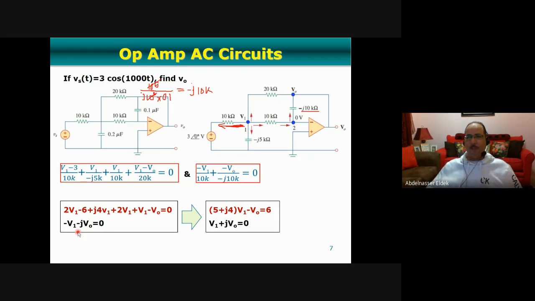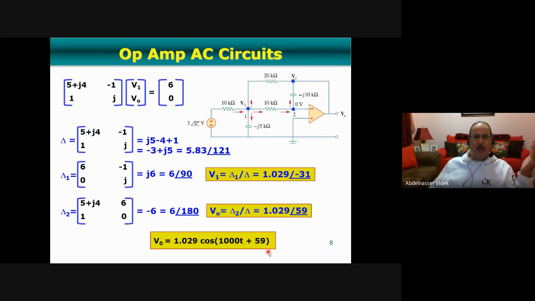You simplify them more by collecting V1. You have 2V1 here, 2V1 here, V1 here will be 5. And you have J4V1, so it will be J4. Okay, so 5 plus J4 V1 minus VO equals 6. You move this negative 6 to the other side. And this one you just multiply by negative, cancel this negative. So V1 plus JVO equals 0. So these are the two equations that you have.